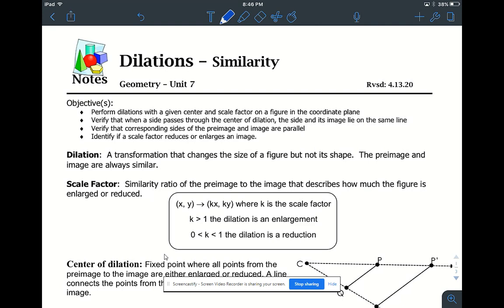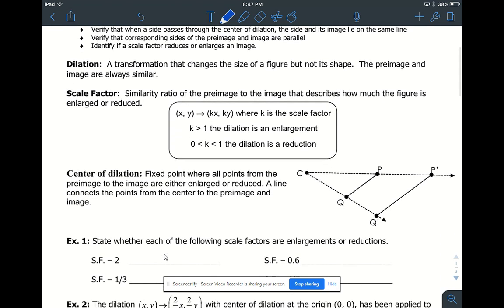Now, this word should sound very familiar to you because it's from Unit 2 whenever we did transformations. If you recall, we had 4 different transformations. Dilations was one of them. We didn't focus on it back in Unit 2 because dilations is not an isometry. Instead, a dilation is a transformation that changes the size of a figure, but not its shape. And we're going to look once again at pre-images and images of figures that are going to be similar. That's why dilations are in the similarity unit.